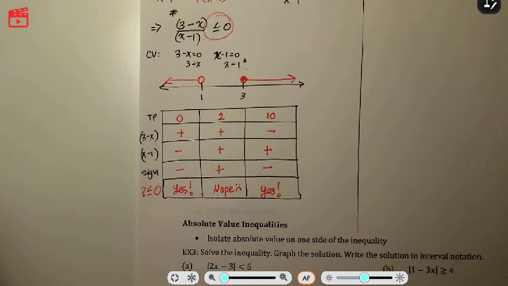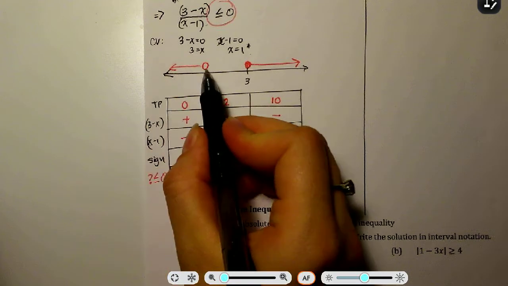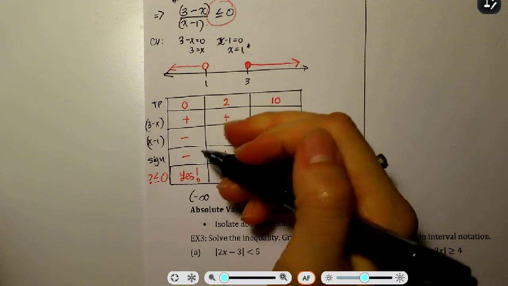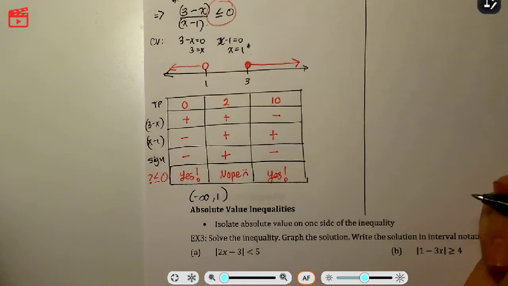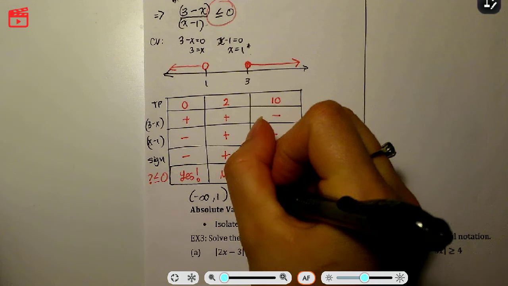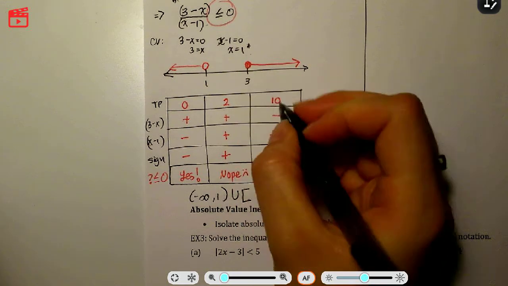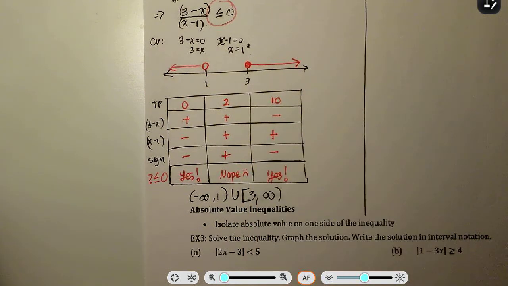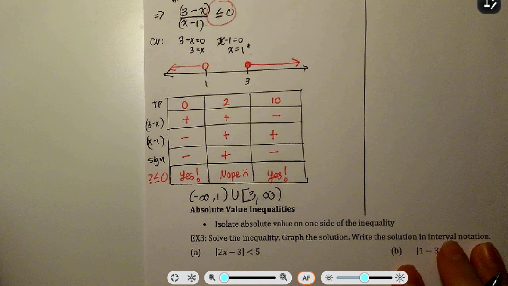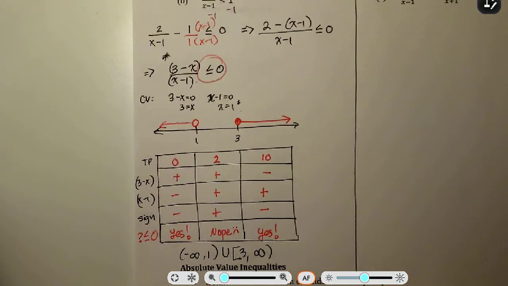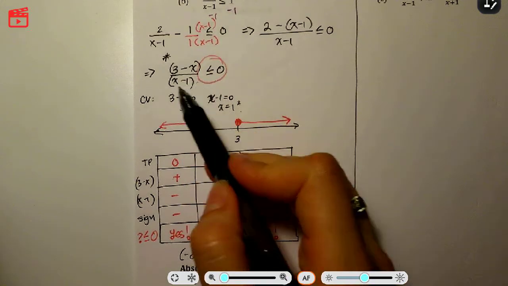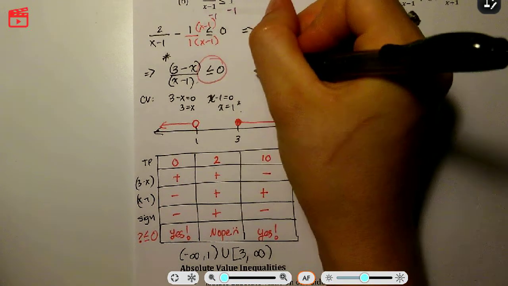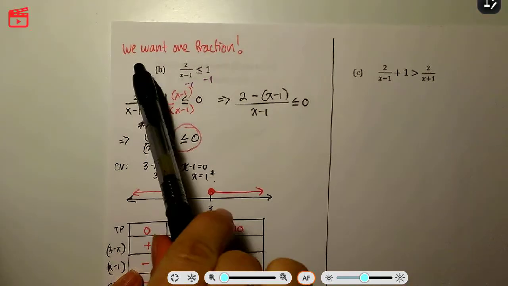Lastly, let's do the interval notation. Starting from negative infinity, we go until 1, but we don't include 1, so open parentheses. Union, we include 3, and we go until positive infinity. Okay, so the main new addition to this was we needed to add the fractions into one fraction. Okay, so that's the thing that you need to remember. It needs to be set to 0, needs to be one fraction. Okay? We want one fraction.